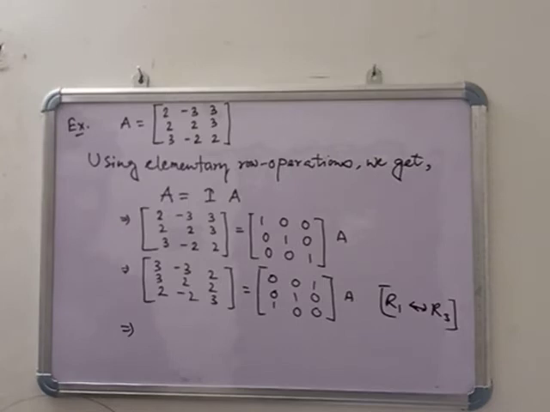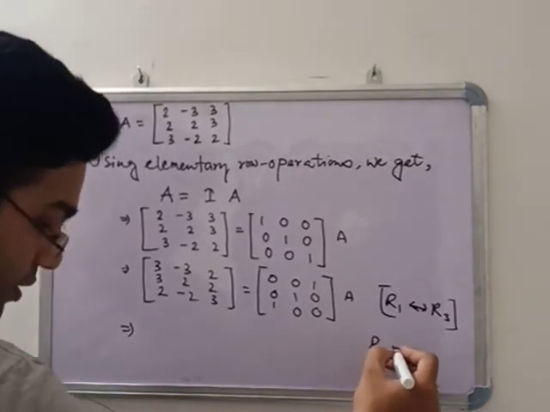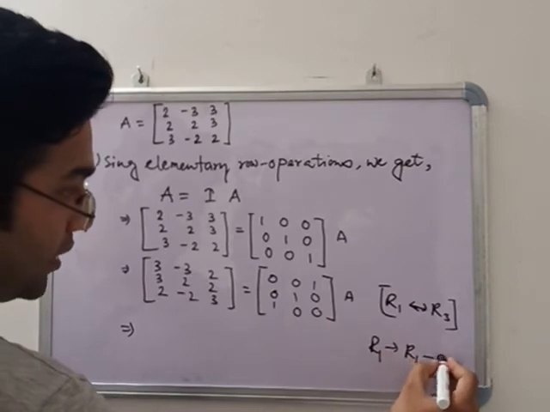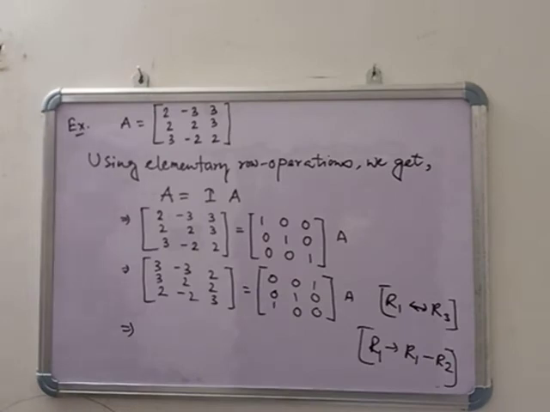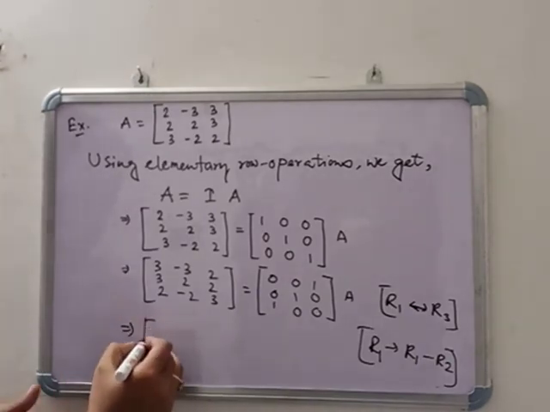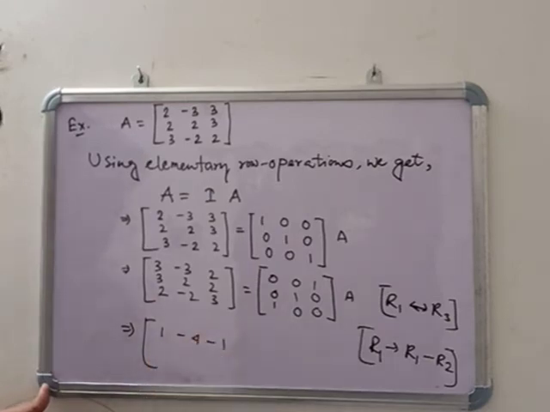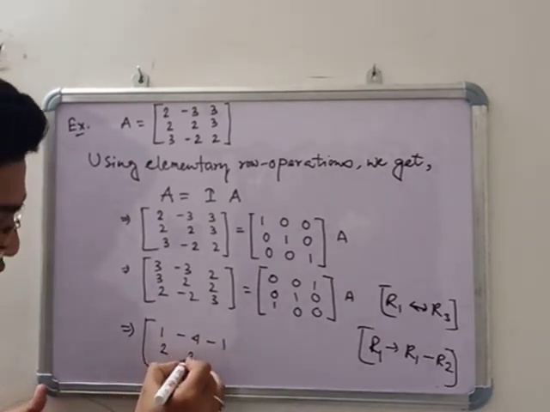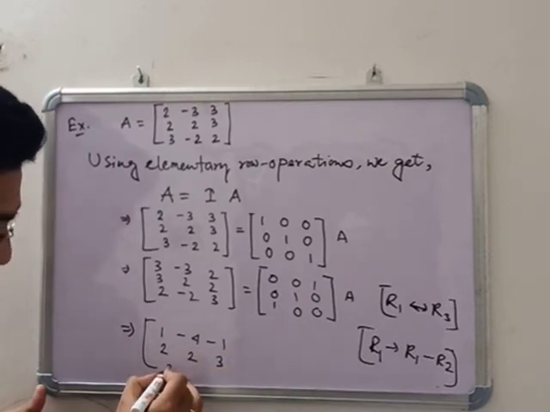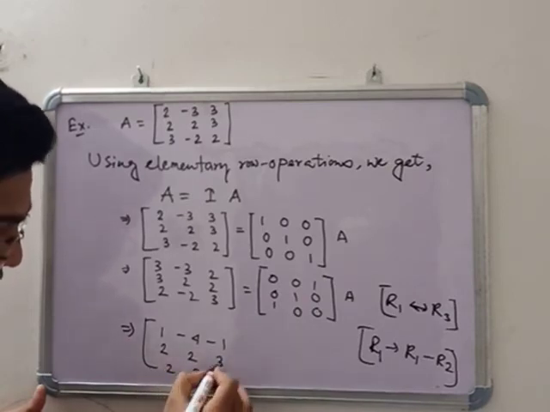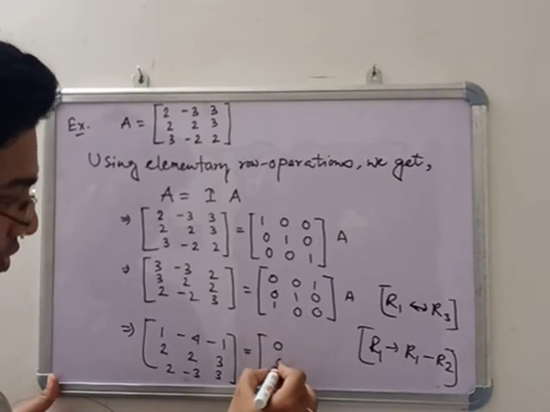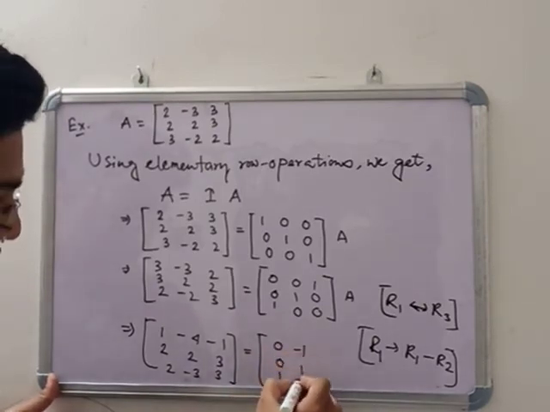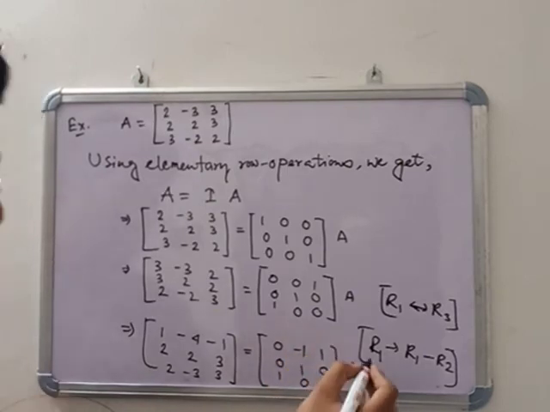Now applying R1 minus R2. Okay, R1 minus R2. Then we can write 1 minus 4 minus 1, 2, 2, 3, 2 minus 3, 3. This equals 0, 0, 1, minus 1, 1, 0, 1, 0, 0.